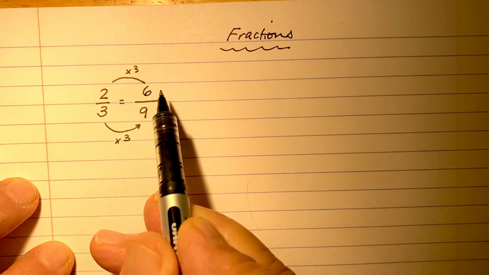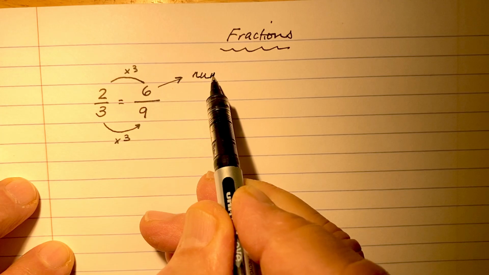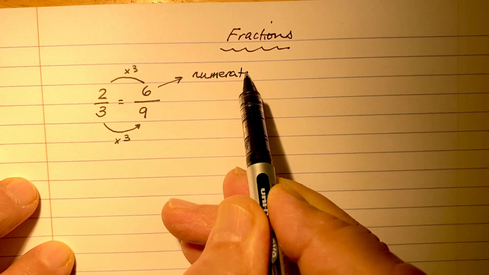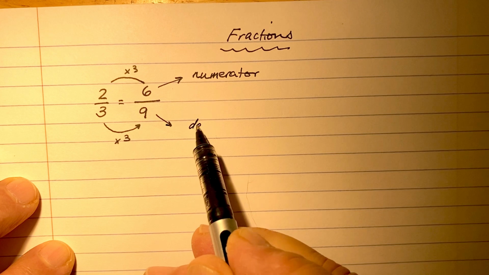So the top number is called the numerator, and the bottom number is the denominator.